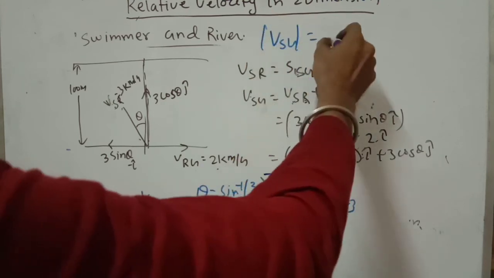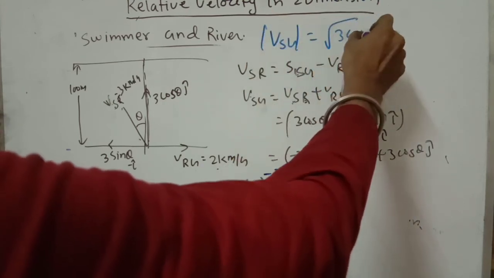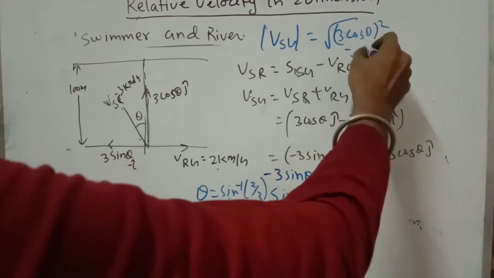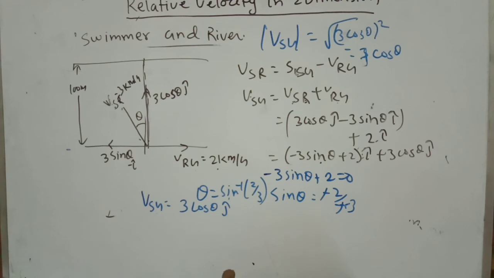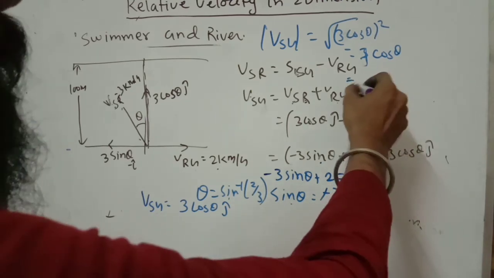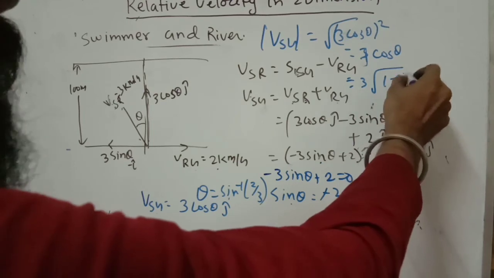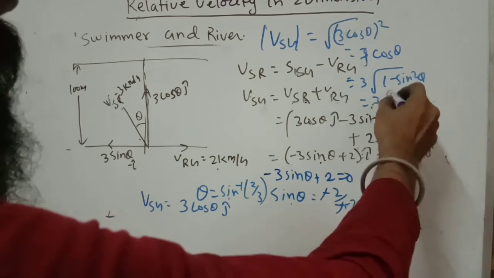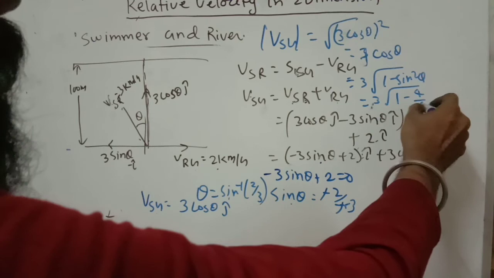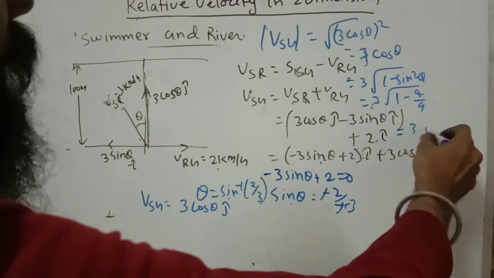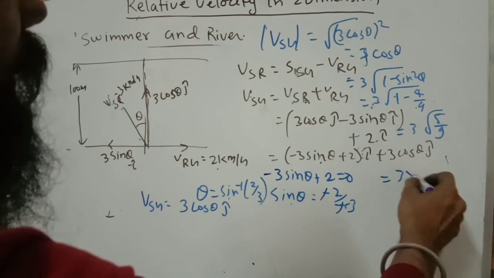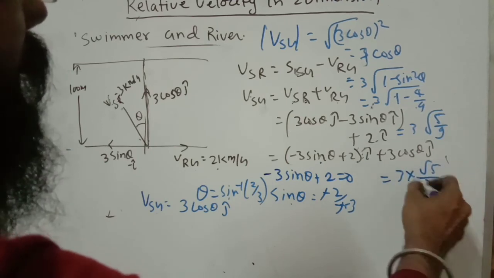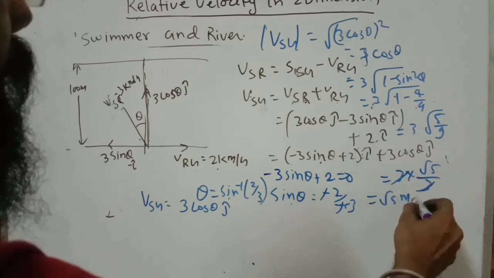So what you can write is 3 cos theta whole square. So that means you can write 3 cos theta. What should be the cos theta value? Obviously sin theta is this one, so you can write 3 square root of 1 minus sin square theta. After that you can write 1 minus 4 by 9, so 3 square root of 5 by 9, so 3 into square root of 5 by 3, the 3 cancels. So root 5 meter per second.